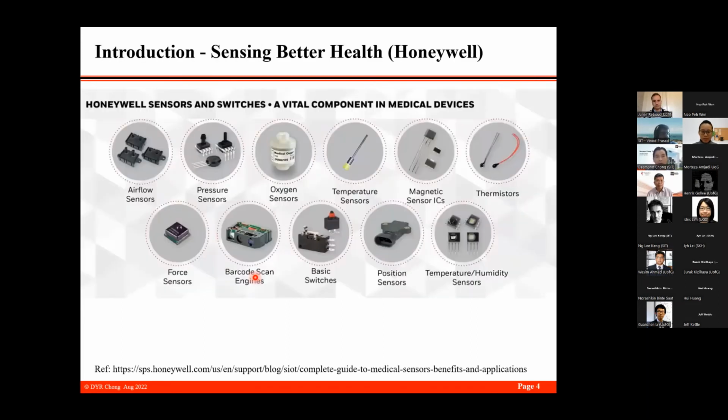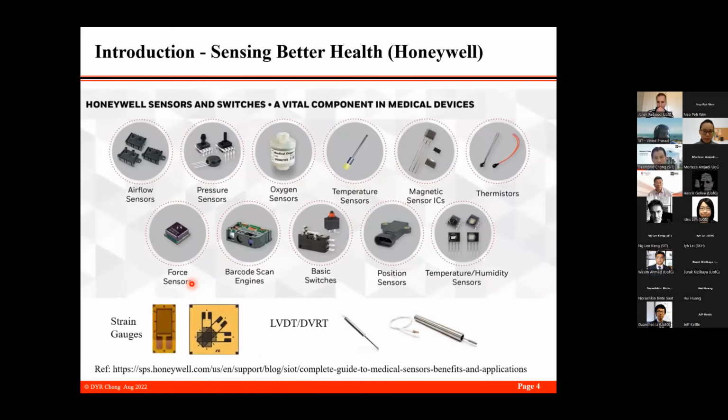In terms of sensors, we're talking about traditional sensors: airflow, pressure, oxygen, temperature, magnetic thermistor, humidity, position sensors, even force sensors. All these sensors have been used very traditionally in medical devices for various applications, whether monitoring of vital signs or biomechanical analysis. We also have strain gauges, the LVDT and the DVRT. They measure displacement, and strain gauges measure the deformation of the body or musculoskeletal structure of interest.